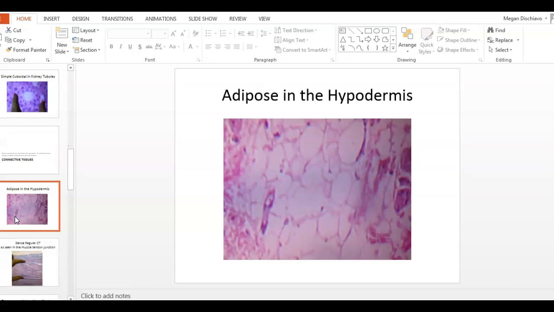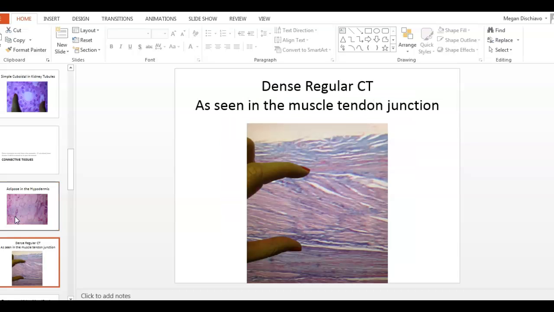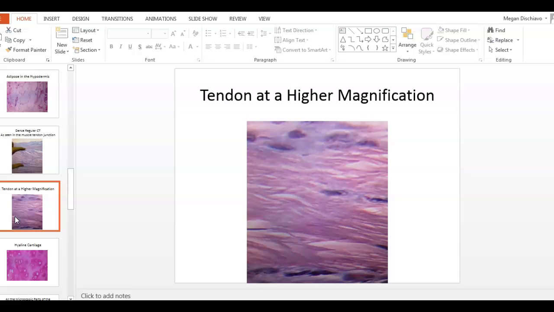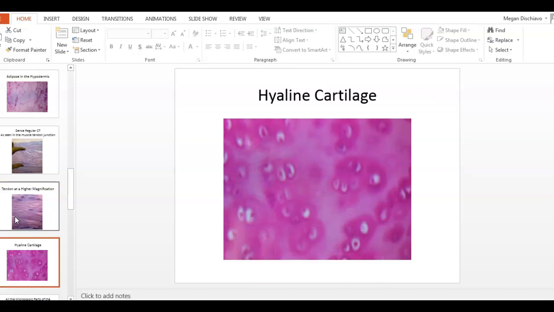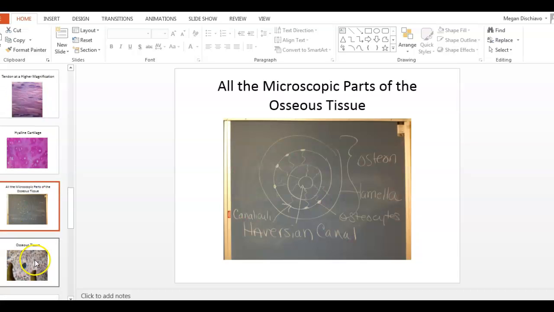Now, connective tissues, I believe we did last week as well, and you've already done. Adipose has a soap bubble appearance. Dense regular connective tissue is found between the skeletal muscle. It is thick collagenous fibers going in one direction. That's a closer magnification of dense regular connective tissue as a tendon. Hyaline cartilage does not have obvious fibers in it. It does have fibers in it, but they're not stained. The cells are interspersed as opposed to elastic cartilage.